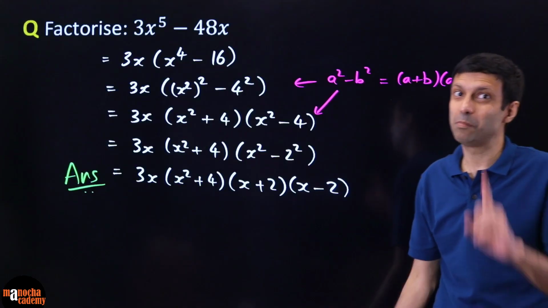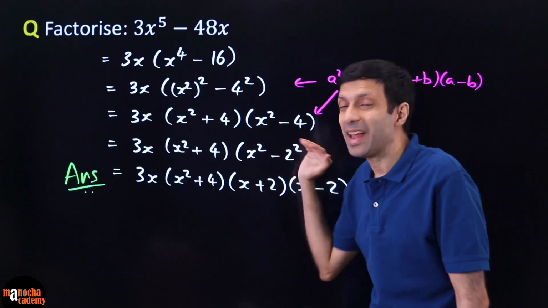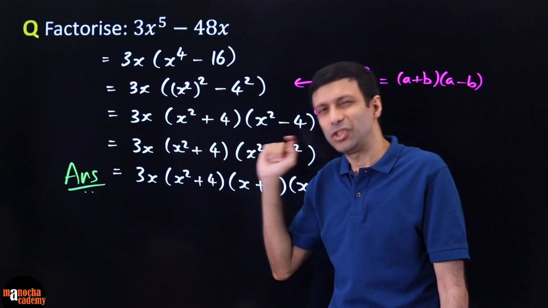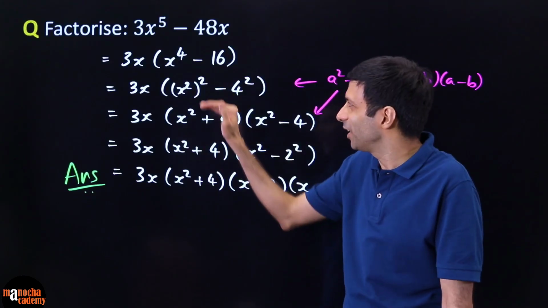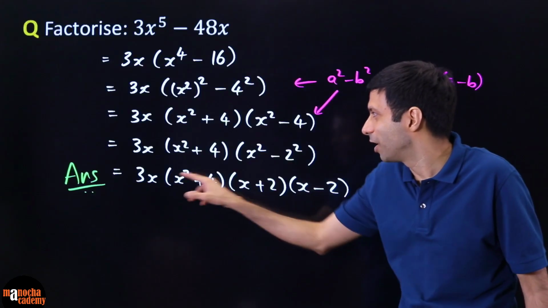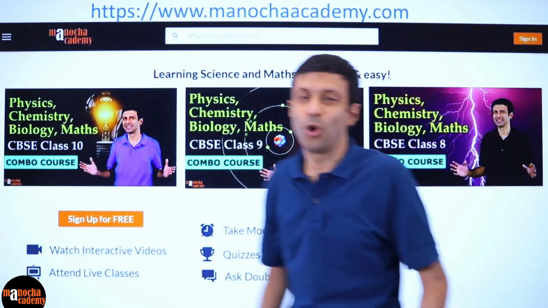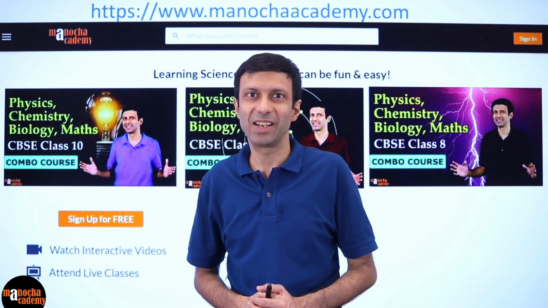Isn't this easy? But take care. The golden rule is, please ask yourself, can I factorize it further? Double check. Don't just end it here or here. Check and then you will see that we have broken it down into 1, 2, 3, 4 factors in the final answer here. So hope you guys enjoyed this factorization class.